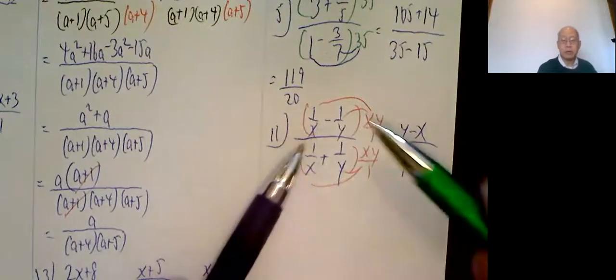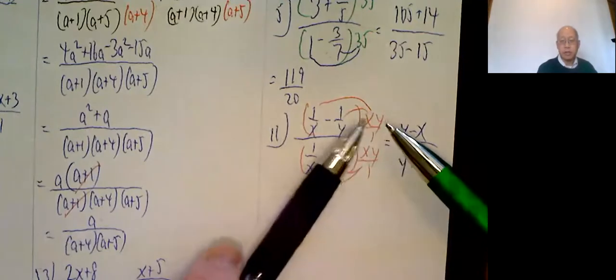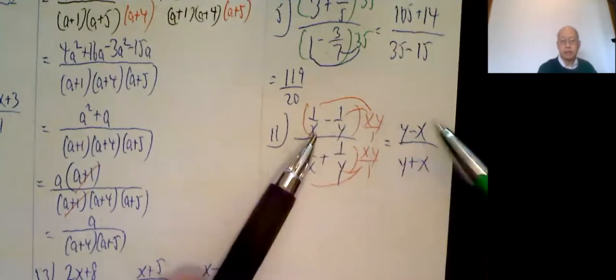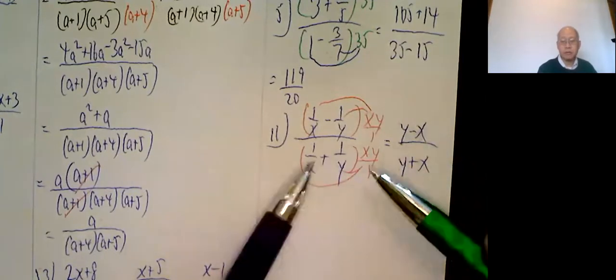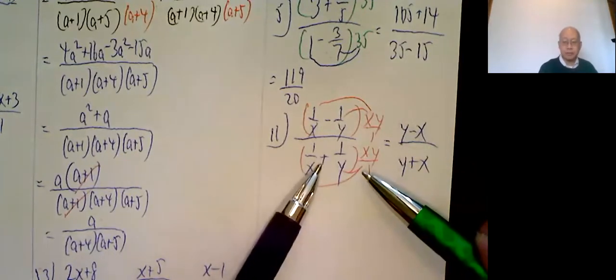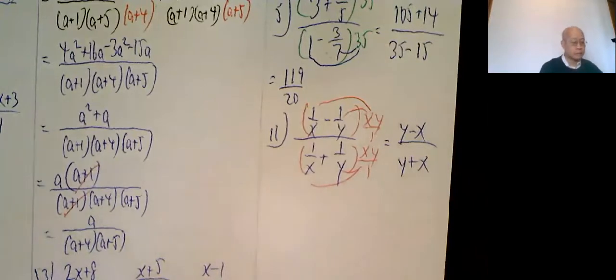Okay, 11, common denominator is xy, which we can think of as xy over 1. Okay, so distribute here, x cancels out, I have y. Here, y cancels out, leaving me with x. This is exactly the same except there's a plus, so y plus x. So y minus x over y plus x.